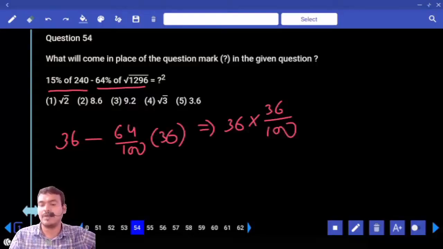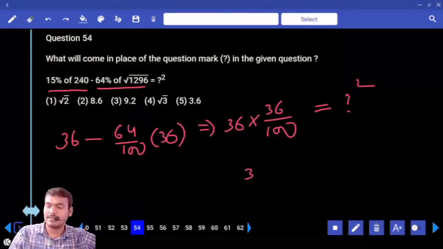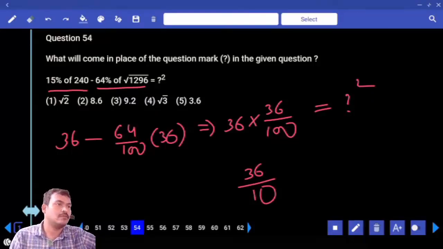36 into 36 by 100 is equal to something square. First 36 by 10. What is the square root of 36 into 36?